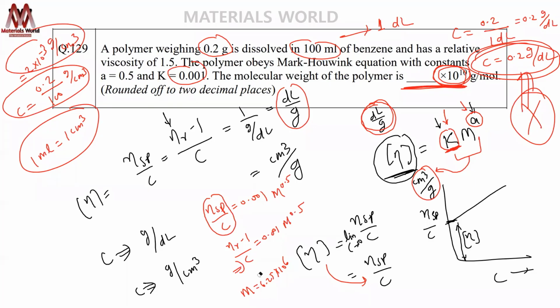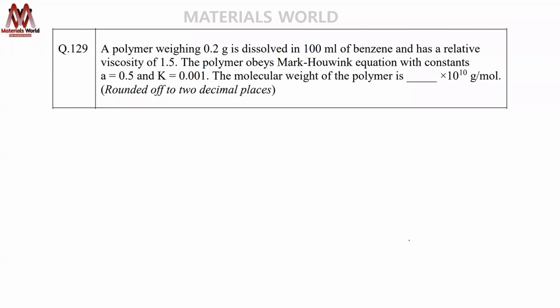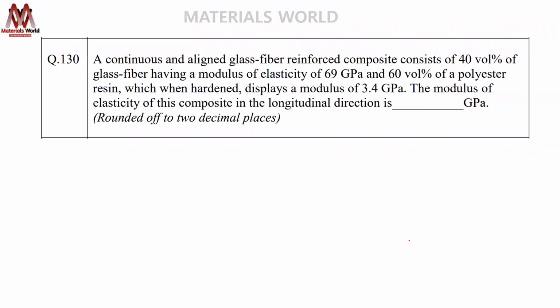That is 2 into 10 power minus 3. Now if you're using C as 2 into 10 power minus 3, and eta R is 1.5, then 1.5 minus 1 by 2 into 10 power minus 3 equals 0.001 M to the 0.5. Now you can definitely get M equals 6.25 into 10 power 10. That means your answer will be 6.25. I hope I made sense to you. This is a very straightforward question.